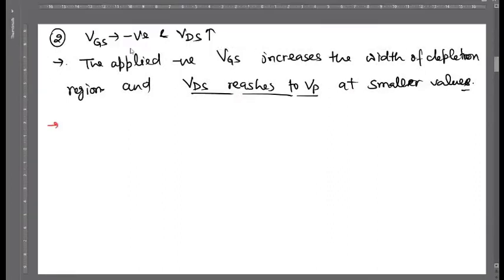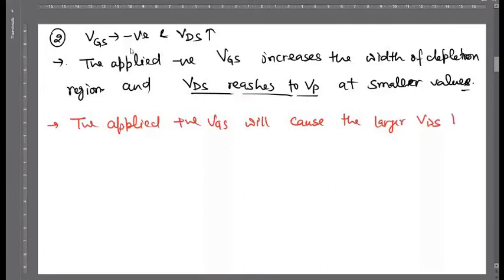Second point, the applied positive VGS will cause a larger VDS to be applied for reaching the level of BP. I hope you understood.